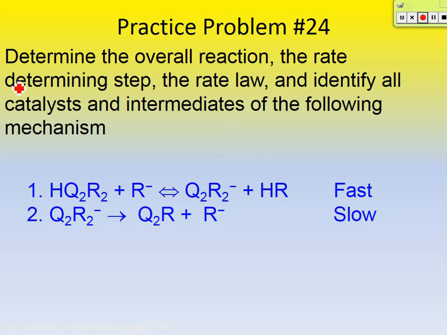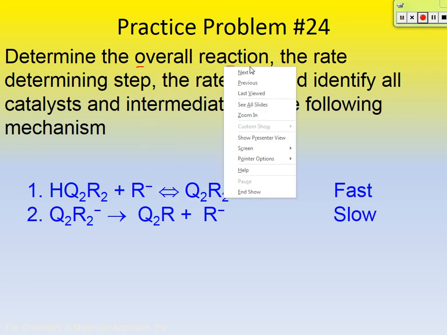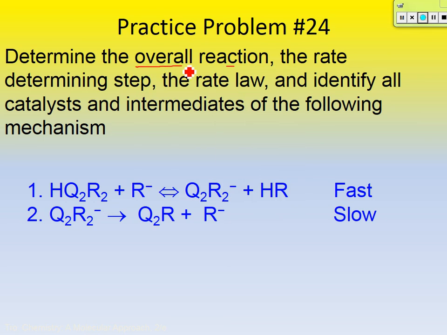Okay, let's do practice problem number 24. It says to determine the overall reaction, so that's the first thing that I want you to figure out. And then the rate determining step. I want you to identify which one is your rate determining step. I want you to write the rate law for this overall reaction. That's the third thing. And then finally, identify all the catalyst and intermediates. So there's your fourth thing that I would like you to do.